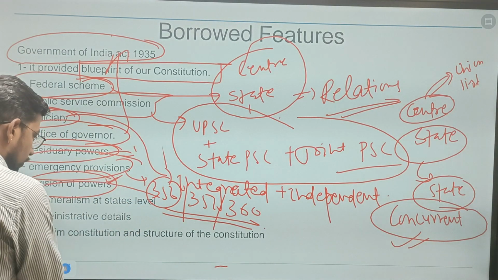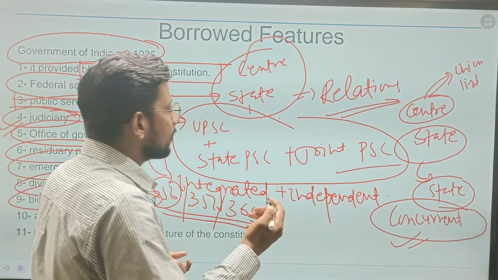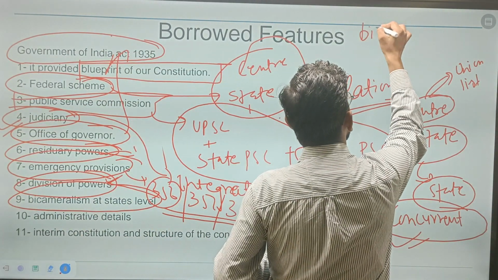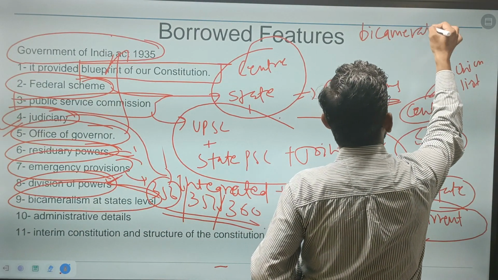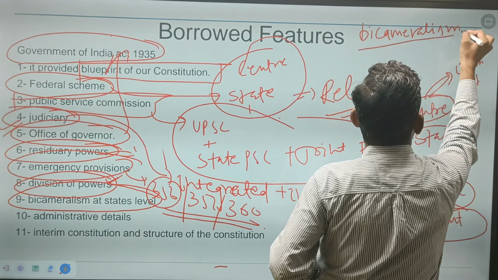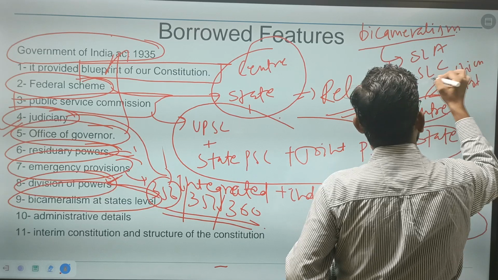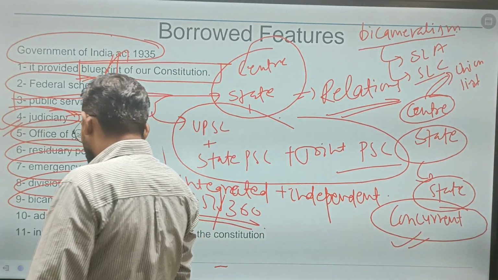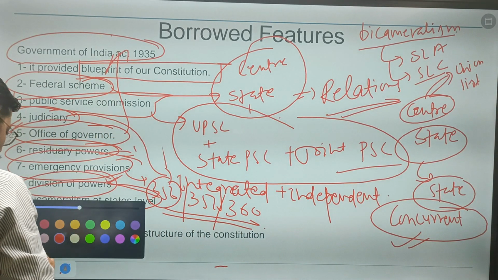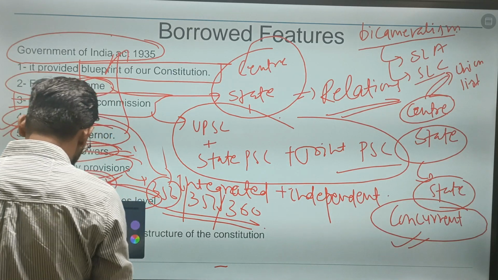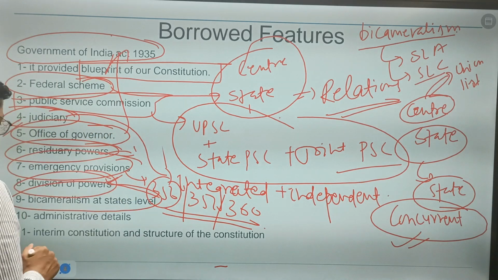Then bicameral legislature, bicameralism. Bicameralism simply means the state legislature will have two parts. One is the state legislative assembly, another is the state legislative council. So both the features we have drawn from the Government of India Act 1935 only.